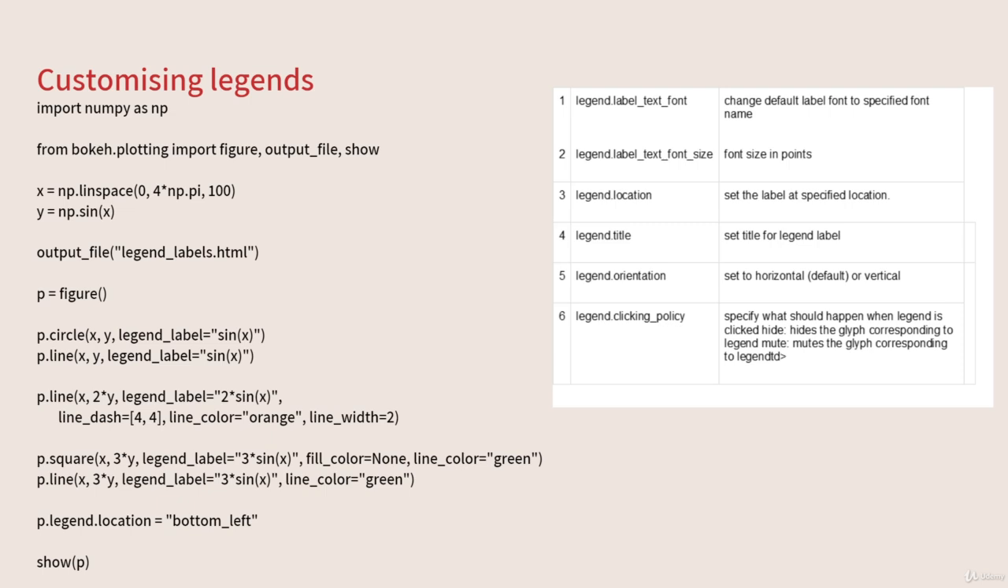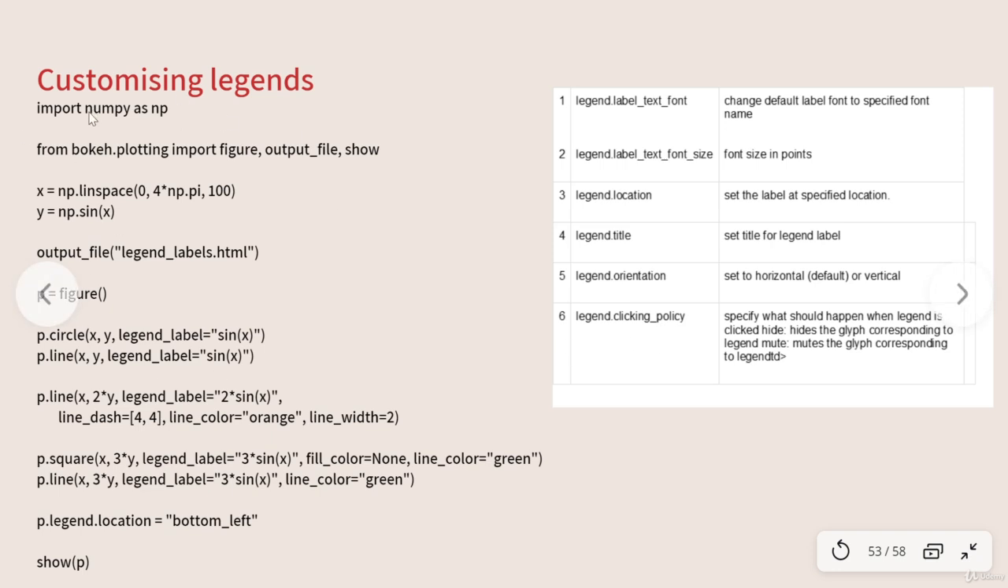Then customization of legends, something very, very important I want to discuss with you, that you can customize your legends as well. Again, a few different parameters that you have to introduce. Now these are the customizations that you can do with your legends. For example, you can change the legend font, the text font size, the location of the legend, the title of the legend, the orientation, meaning horizontal or vertical. Horizontal is by default, and other things.